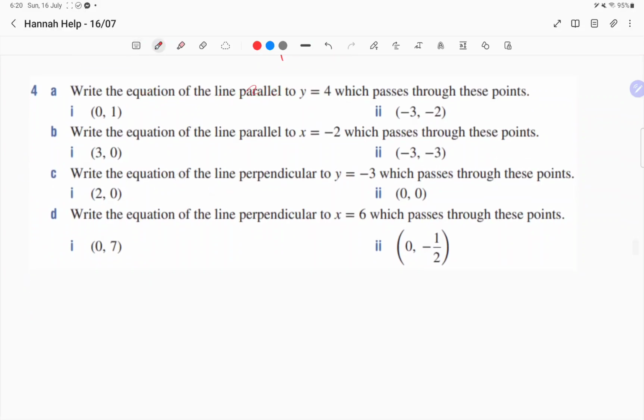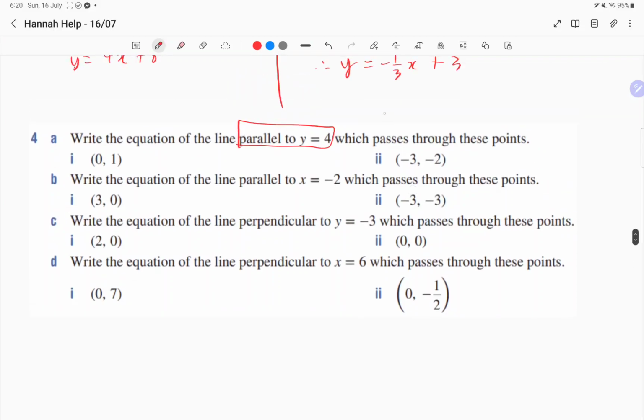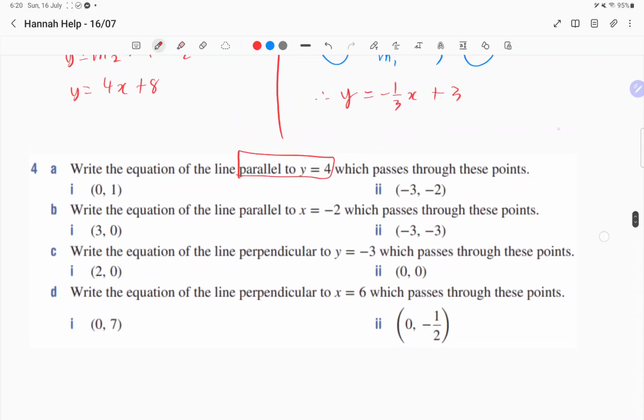Moving on to question 4, for example. Write the equation of a line parallel to y equals 4. Now, y equals 4 means it's a line where every single y coordinate is 4. All the points that have the y coordinate equal to 4 will form a horizontal line. So this horizontal line is the line y equals 4.